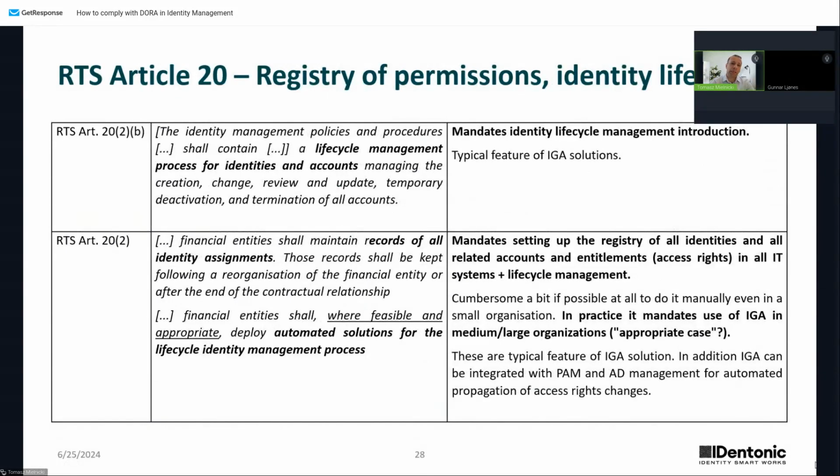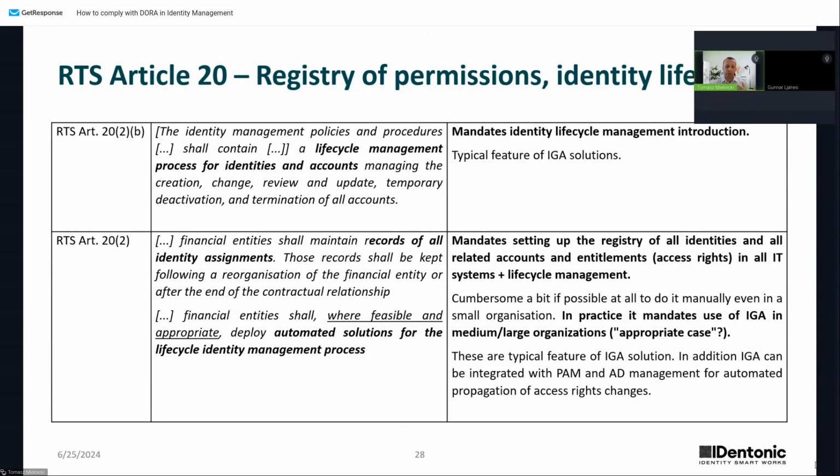Then continuing, RTS Article 20 mandates creating a registry of identities. So you need to have the identity database at least, because you need to have all the identities registered. You need to have all the assignments registered, like what kind of accounts they use on what systems and what their privileges are in these systems and accounts. So basically identity, and you need to manage the life cycle also. That's a very important second thing, life cycle.